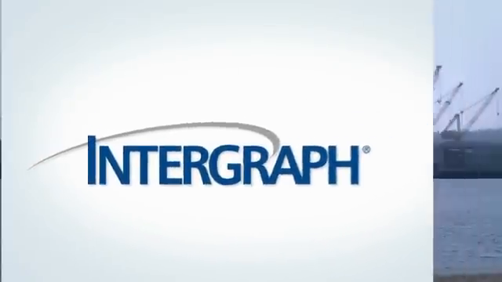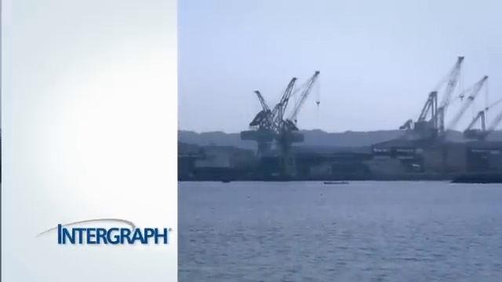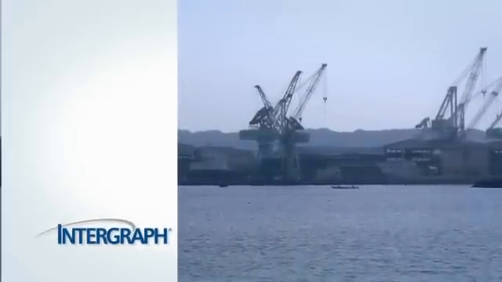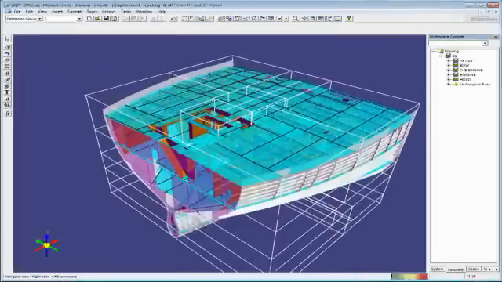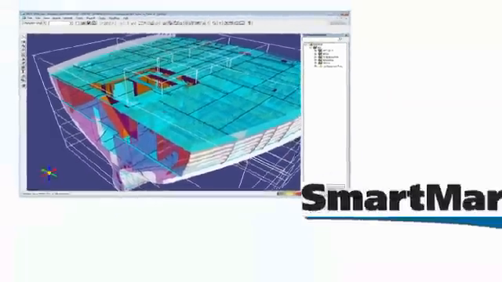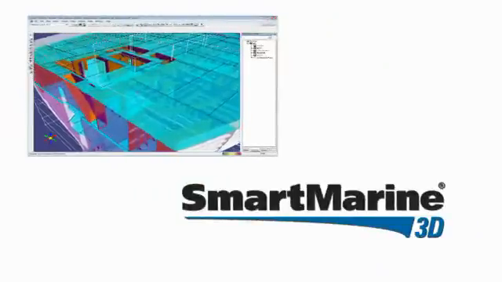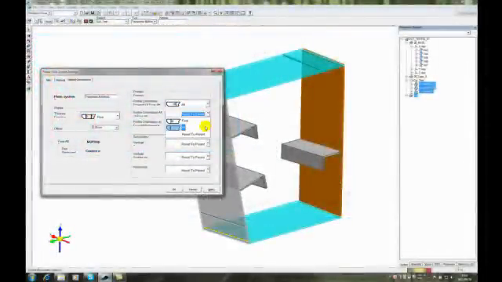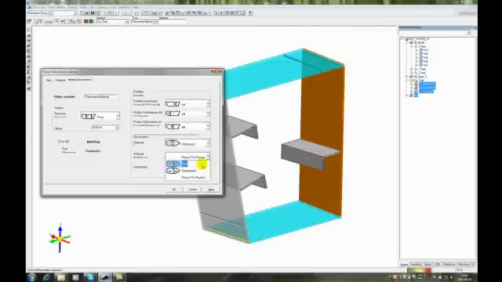Intergraph is a world leader in marine structure design and data management, and has been for more than 25 years. Intergraph SmartMarine 3D is the world's most advanced offshore and shipbuilding design solution, and is fast becoming an industry benchmark for three-dimensional data-centric marine and offshore design.